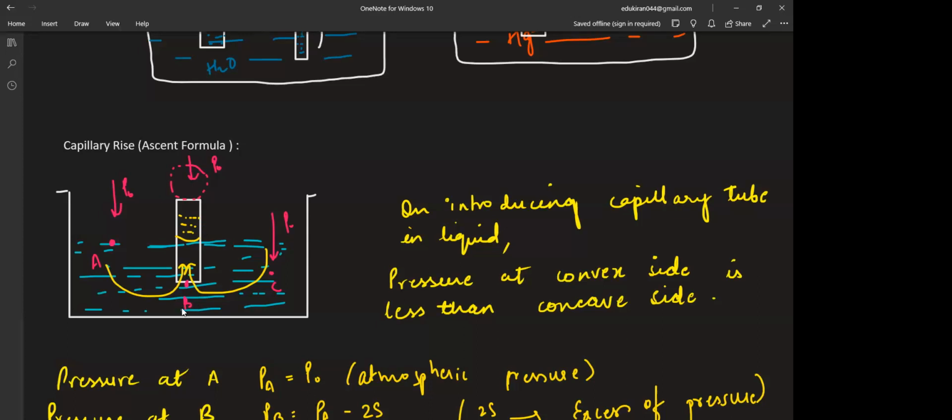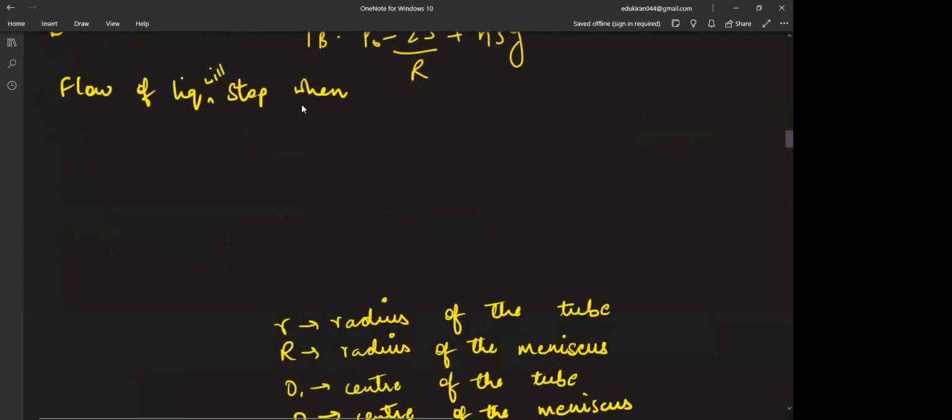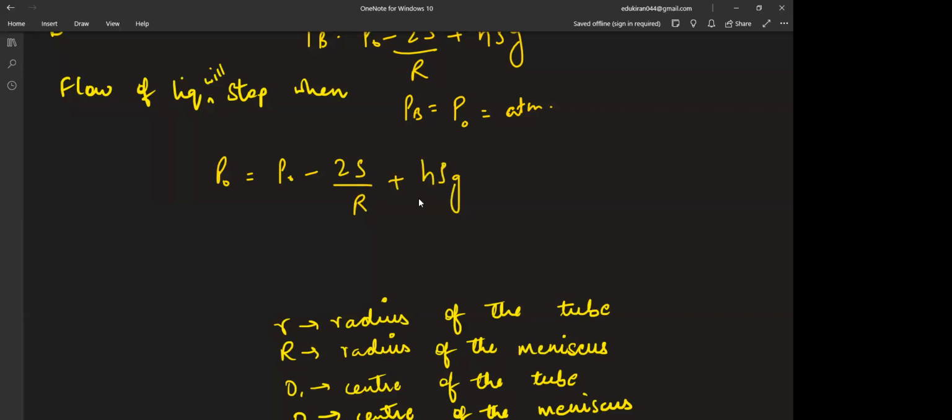When the pressure at point B also balances the atmospheric pressure, then it will stop. It will become a condition of hydrostatic balance, right? So the flow of liquid will stop when this PB is also equal to P naught, the atmospheric pressure. So instead of PB, I'll write P naught, which is equal to P naught minus 2S by R plus H rho G. Fine, H rho G. So P naught will be cancelled.